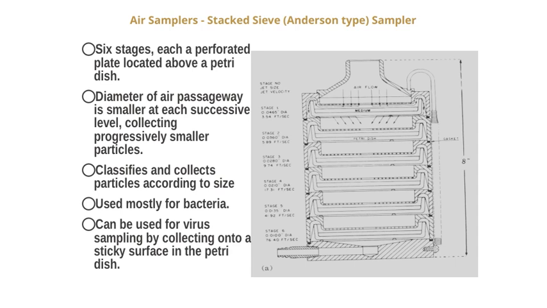It's particularly useful for sampling bacteria, which are often in the range that this device can effectively trap. Additionally, it can be adapted for virus sampling by collecting viruses onto a sticky surface within the Petri dish. Overall, this sampler is a valuable tool in our efforts to monitor and analyze airborne microbial contamination.